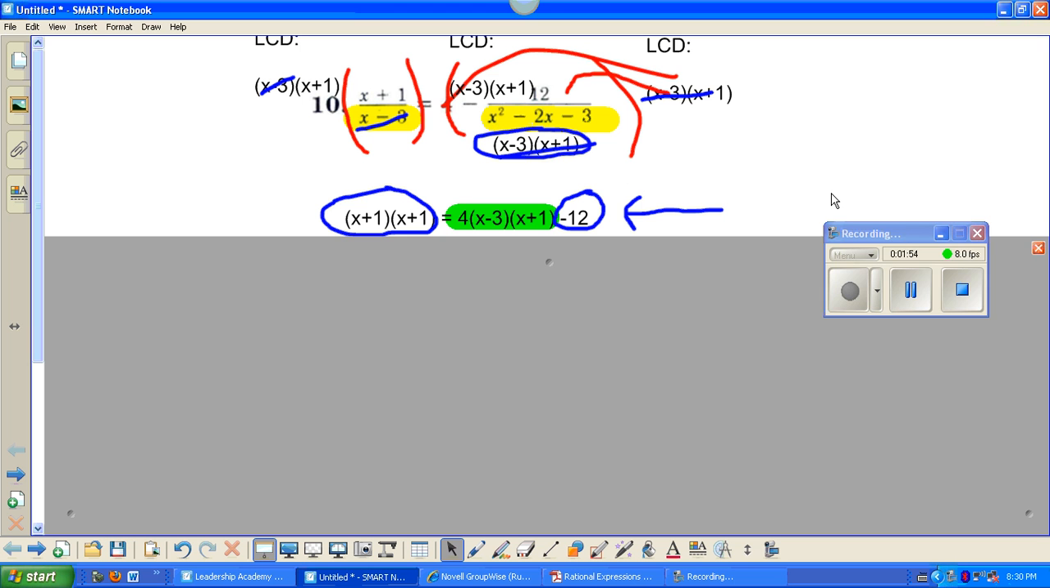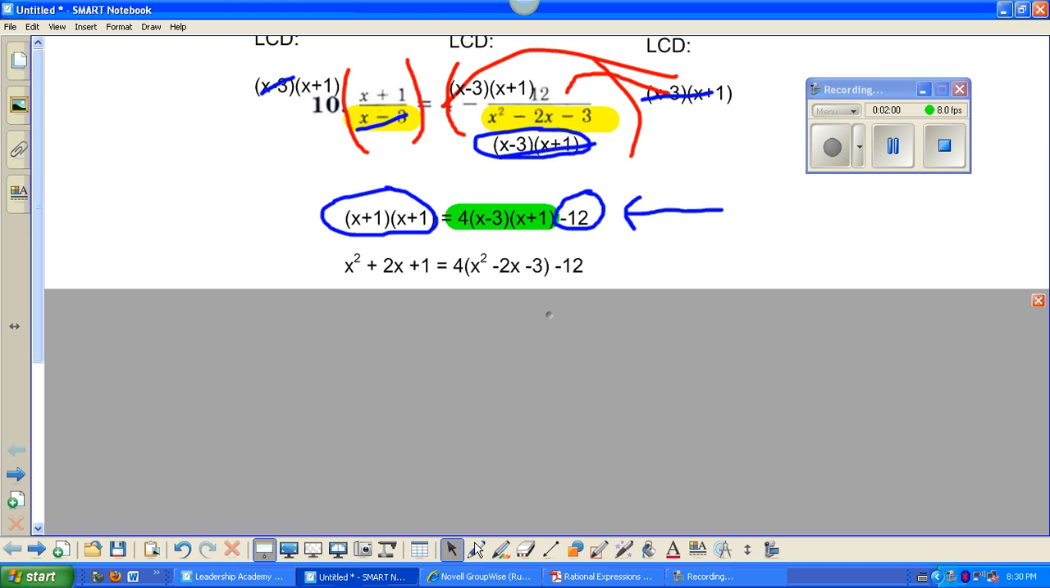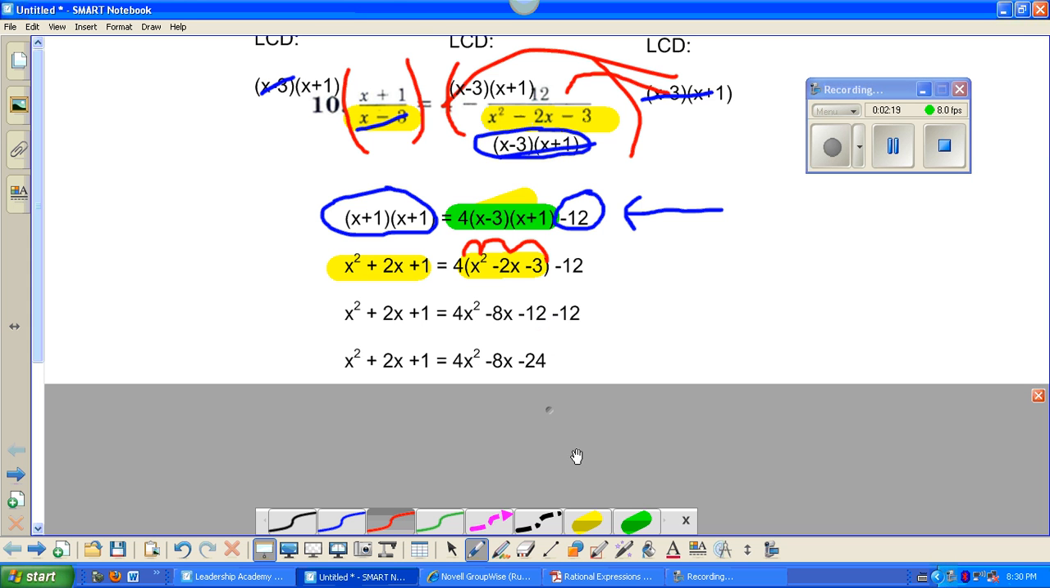All right, next. The rest of this is just the algebra to finish this. What I did on the next step is I went ahead and FOILed out the left-hand side and got x squared plus 2x plus 1. And then I FOILed the x minus 3 times x plus 1 here to get x squared minus 2x minus 3. Then I distributed the 4. So I distributed the 4 to all three of those terms. Then I combined the negative 12 and the negative 12 to get negative 24.